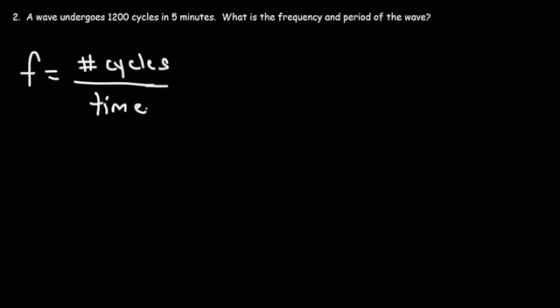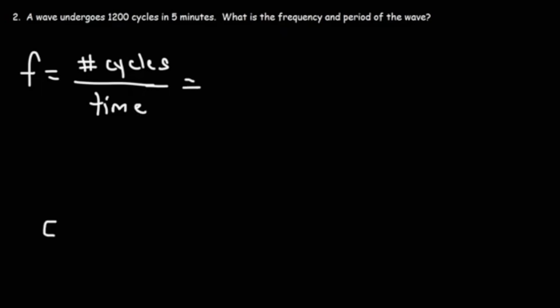Let's move on to this problem. A wave undergoes 1200 cycles in 5 minutes. What is the frequency and period of the wave? We could use this formula to calculate the frequency. The frequency is the number of cycles that occur every second. So if we take the total number of cycles and divide it by the time, we can get the frequency.